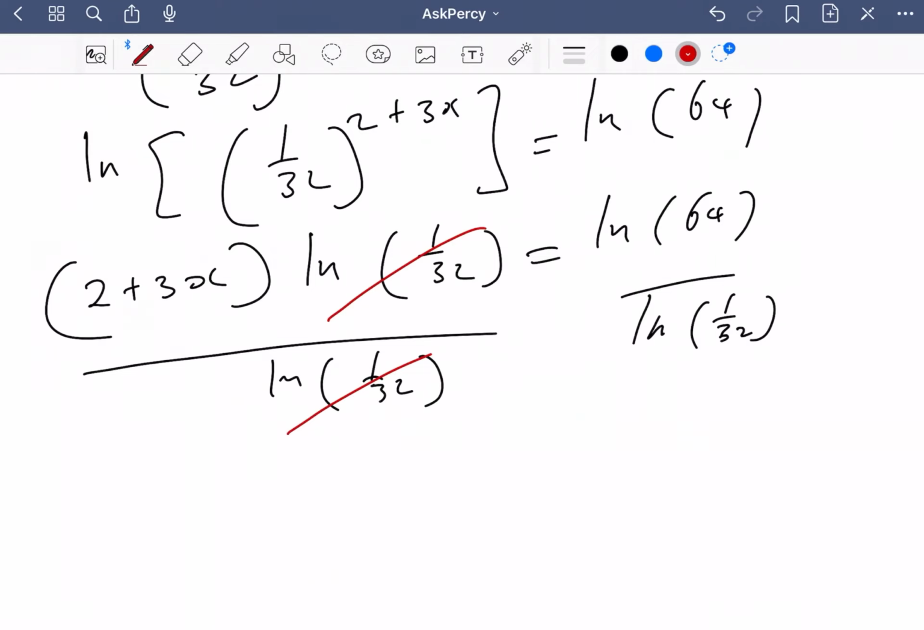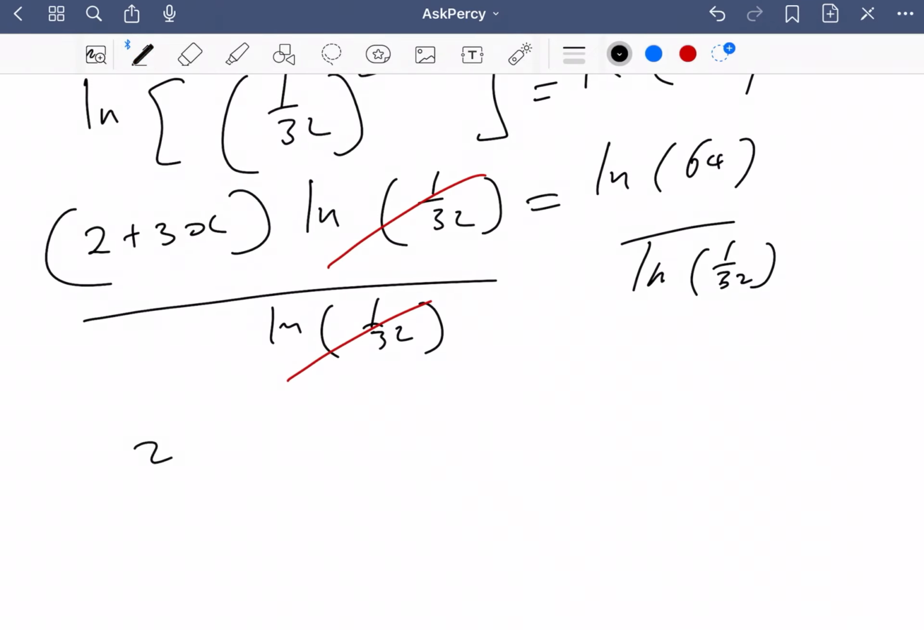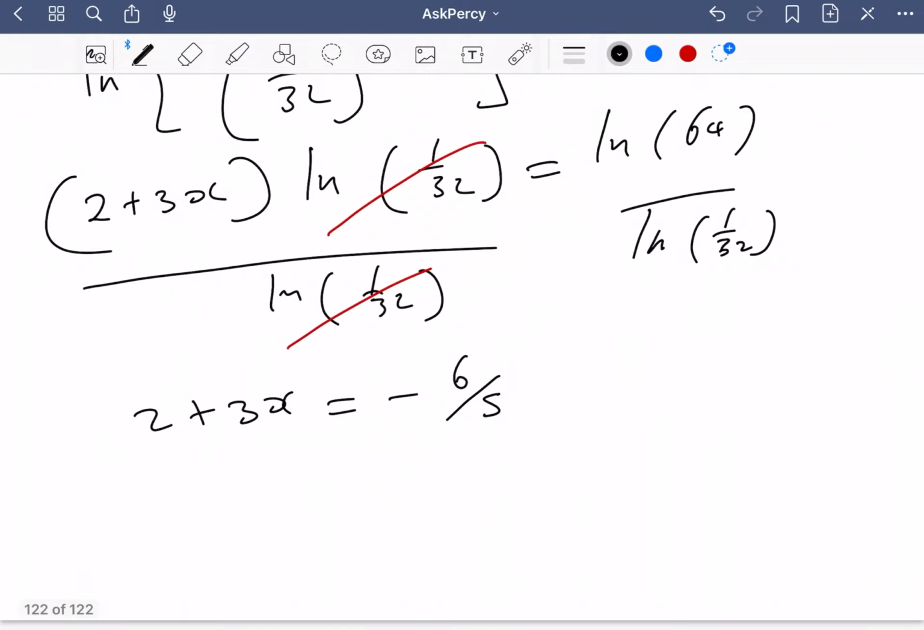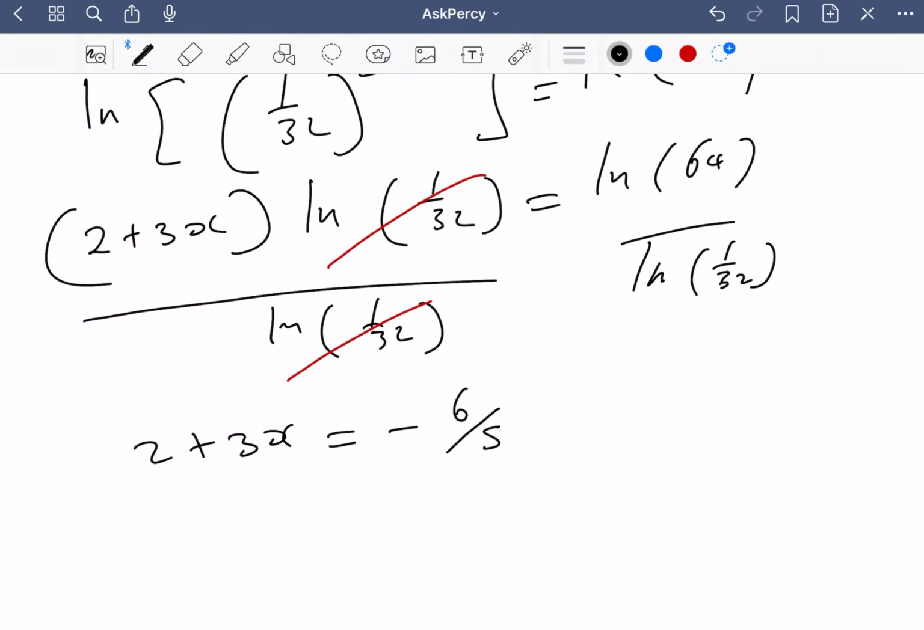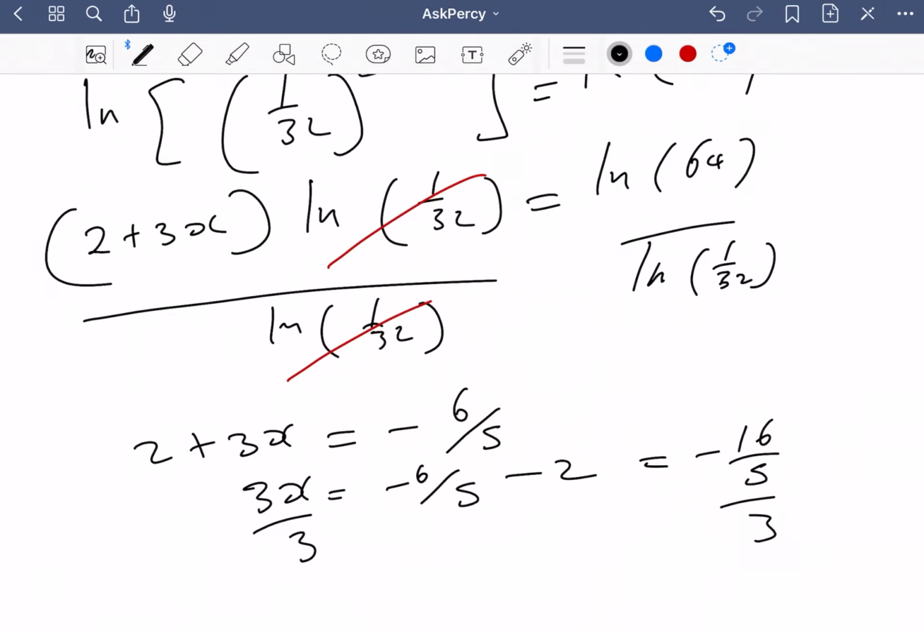So you're going to get negative 6 over 5. So you have 2 plus 3x is equal to negative 6 over 5. And then from here, easy from here, we're solving for x. So take the 2, put it on your right hand side, it becomes negative. So you have 3x is equal to negative 6 over 5 minus 2. So minus 2 from here, that's going to be negative 16 over 5, right? And then you can now divide by 3 on both sides because you're solving for x. So your x is negative 16 over 5 divided by 3. Your x is negative 16 over 15. Boom, this is how you do it.